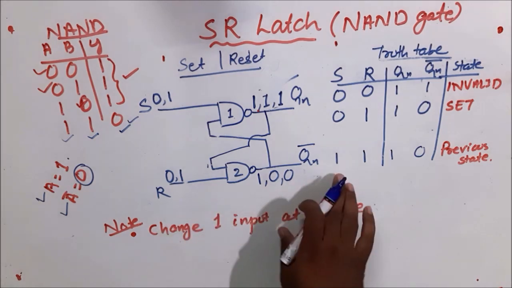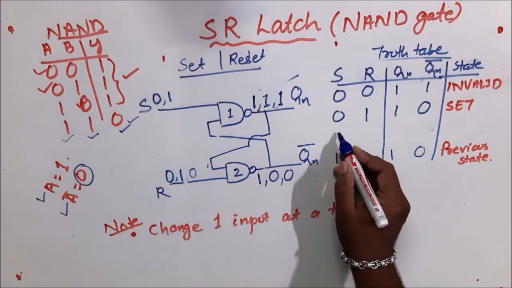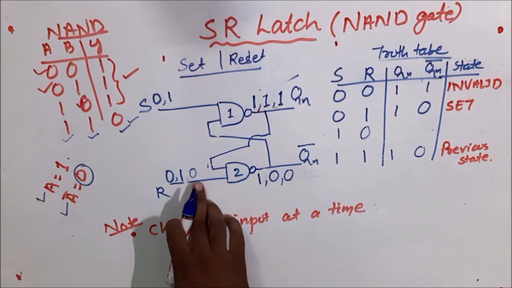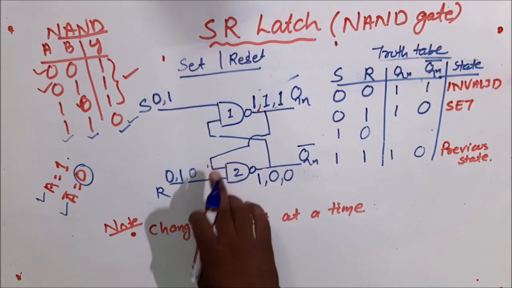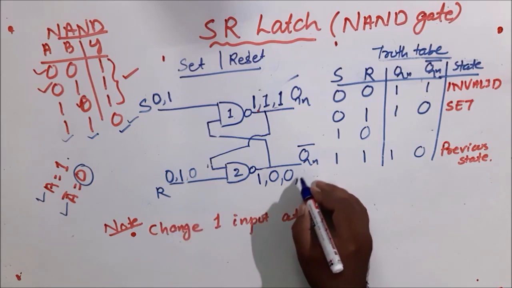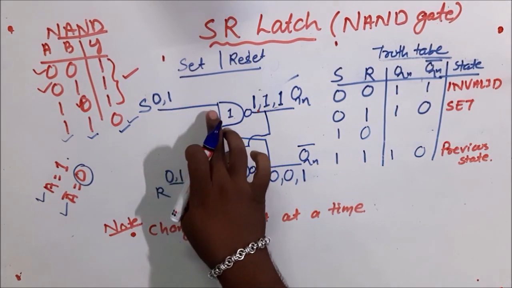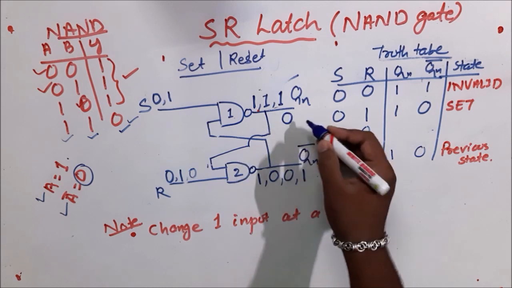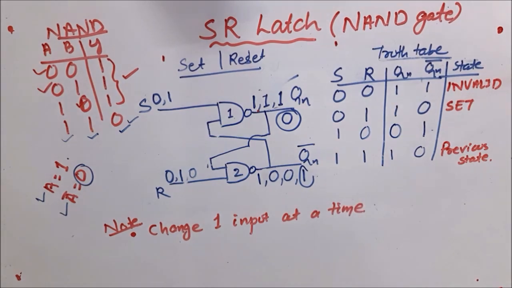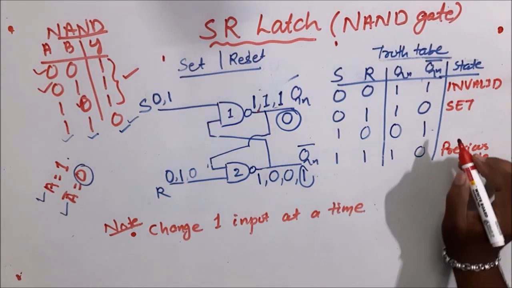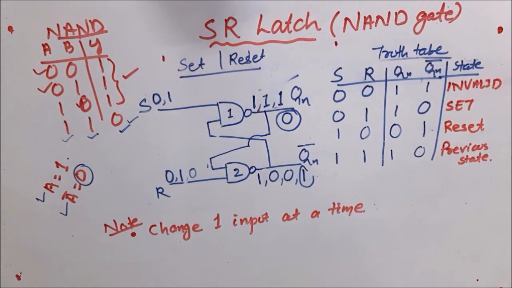Then after S is 1 already, I make R to 0. So if I make R to 0, I'll get 1 and 0. Once I make R to 0, previously it was 1. So input to inverter 2 is 0 and 1. Any one input is 0 means output goes to 1. And this one is again fed to inverter 1. Here it is previously 1. So 1, 1 goes to 0. So the output becomes 0 and 1. Here my normal output is Qn. As my Qn becomes 0, you can see it is reset. Okay, this is reset.